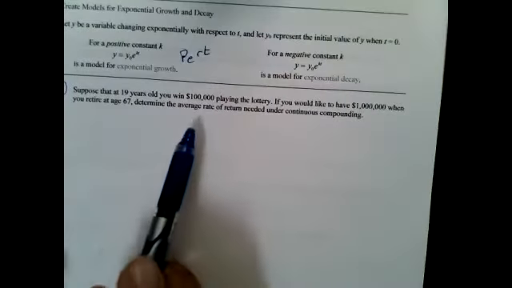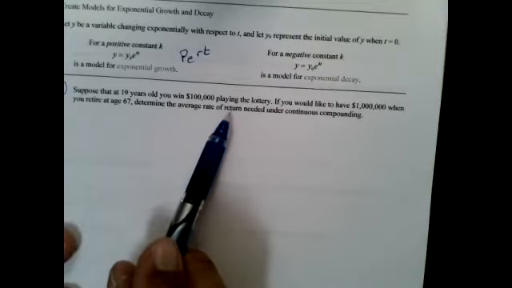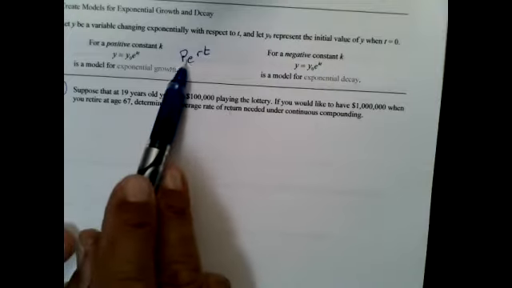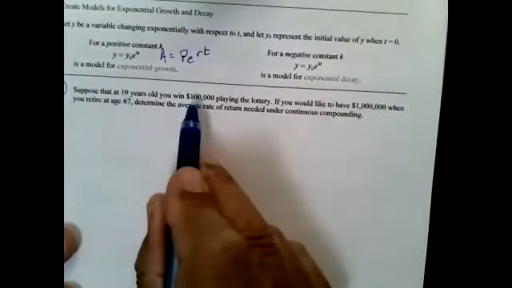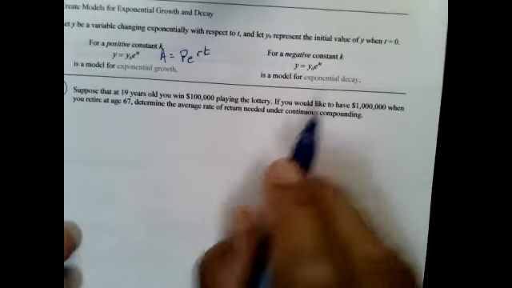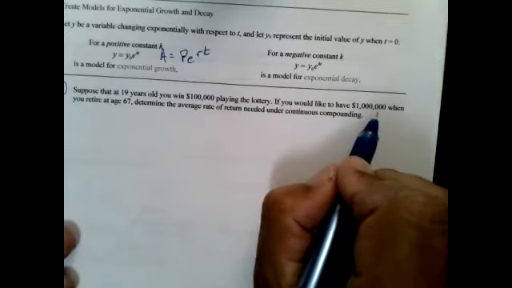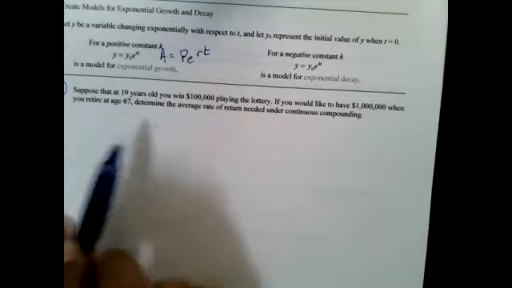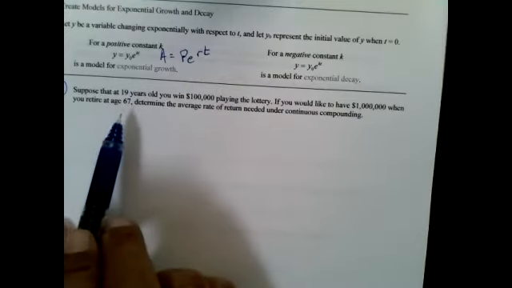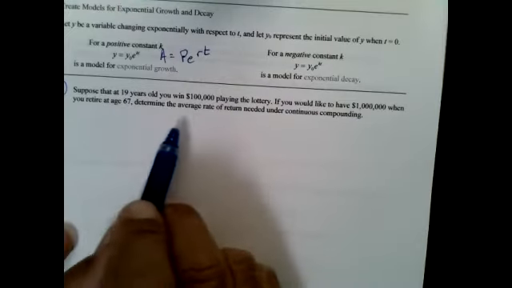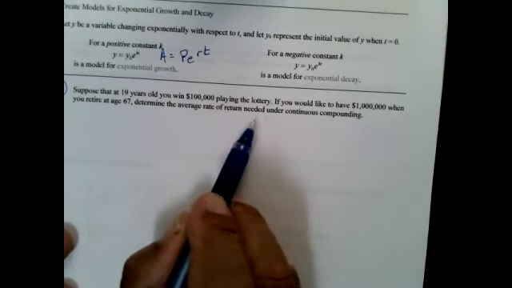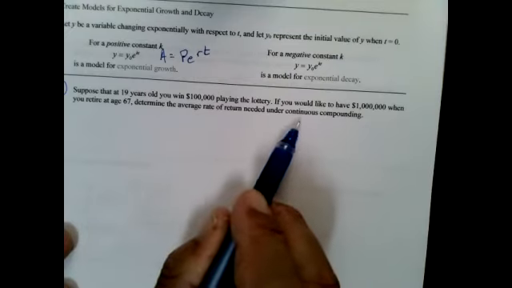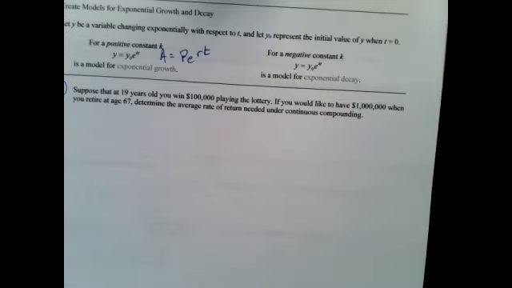Suppose a 19-year-old wins $100,000 playing the lottery. That's going to be that first P, right? Because that's how much money I have. I'm going to read the whole question first. He'd like to have $1 million. I'm pretty sure that's going to be the A. When he retires at age 67. Determine the average rate of return needed under continuous compounding.